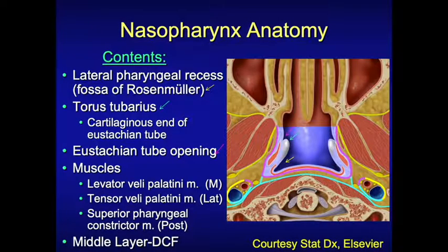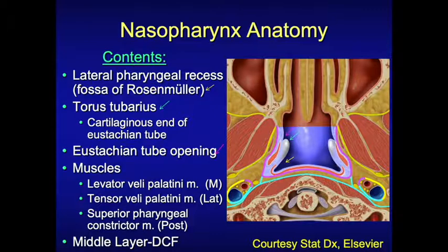So let's look at some of the important nasopharynx anatomy. The lateral pharyngeal recess, or fossa of Rosenmuller, seen here with this yellow arrow, is probably the most important space for you to recognize because it's the location where the vast majority of nasopharyngeal carcinomas arise. Lateral to that, demarcated by the green arrow, is the torus tubarius, which represents the cartilaginous end of the eustachian tube. The pink arrow shows the eustachian tube opening.